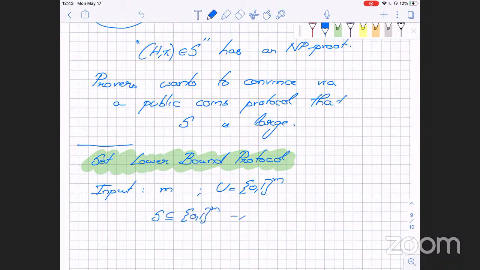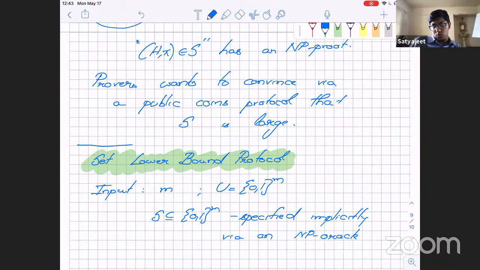But how do I specify S? I can't give you S because S can be very large. So S is specified implicitly via an NP oracle. That is, whenever you ask me about any element, if the element is in S, I can give you a proof. If the element is not in S, I don't have a proof to prove it to you. So S is specified implicitly.